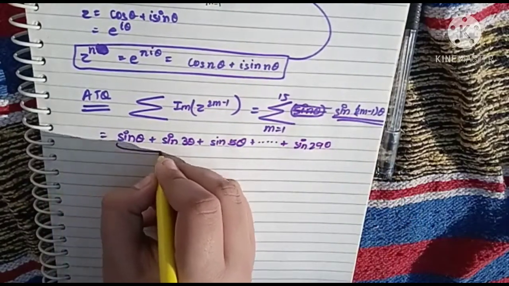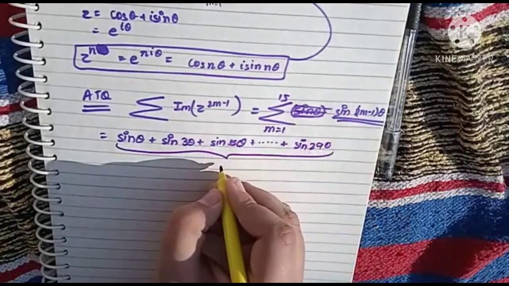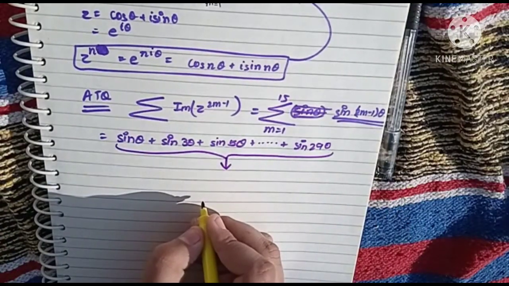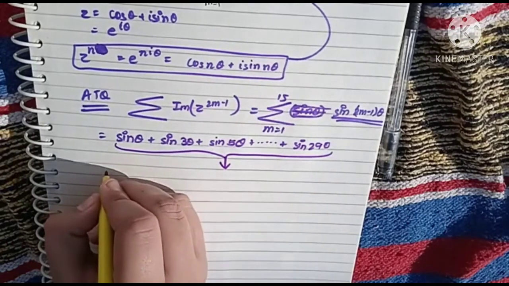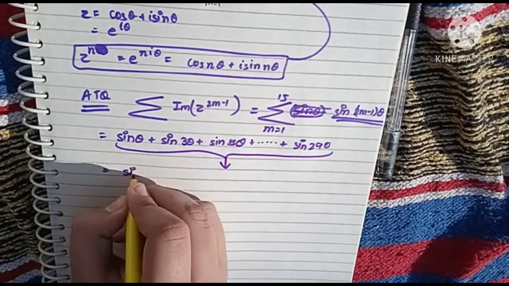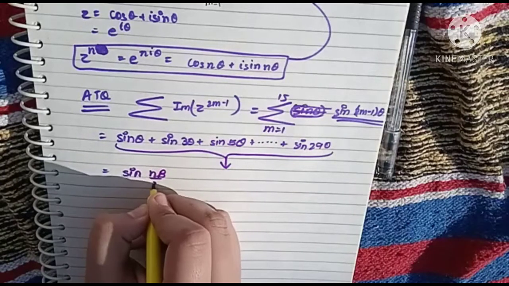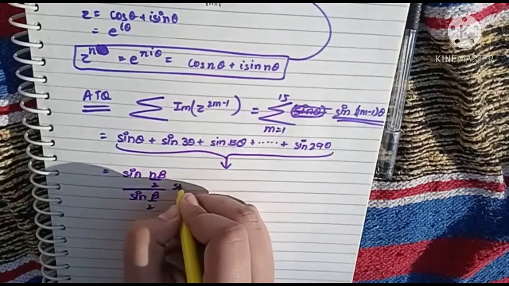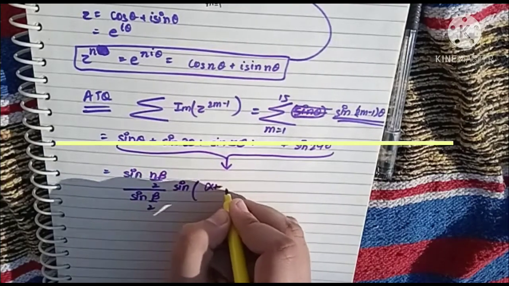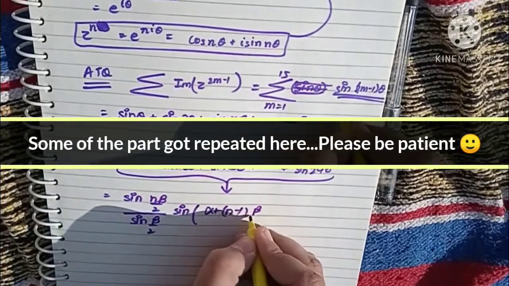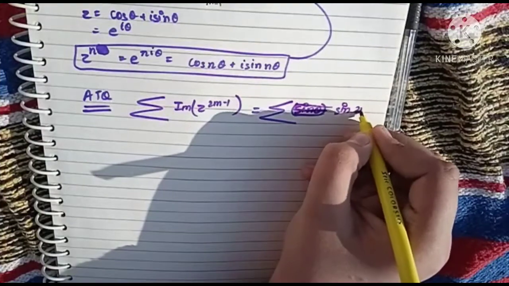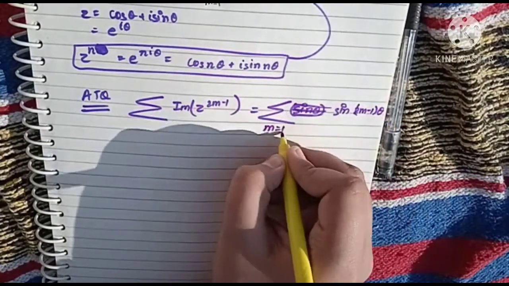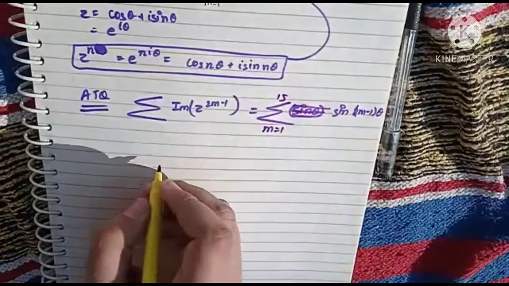We know how to resolve this expression using the concept from trigonometric ratios and equations. This formula resolves to sine of n beta by 2 upon sine of beta by 2, into sine of alpha plus (n minus 1) beta by 2, where the terms are sine of (2m minus 1) theta, with m running from 1 to 15.